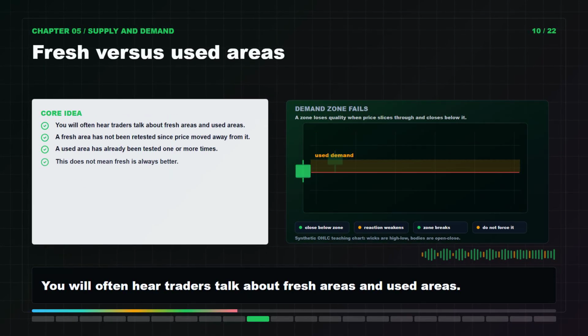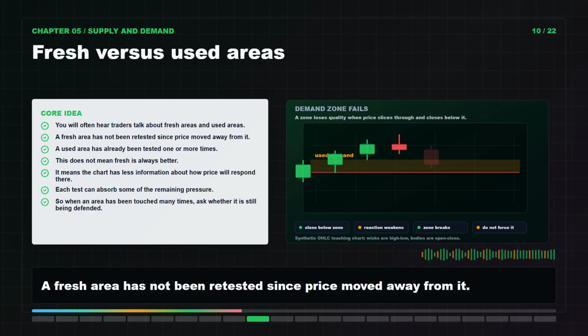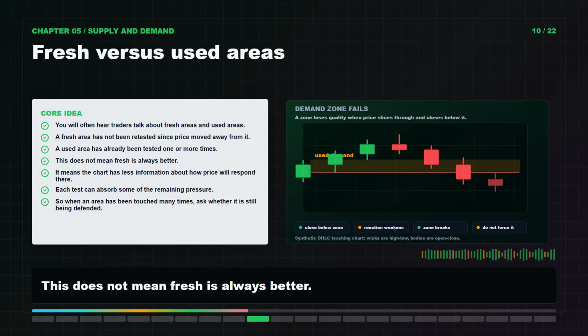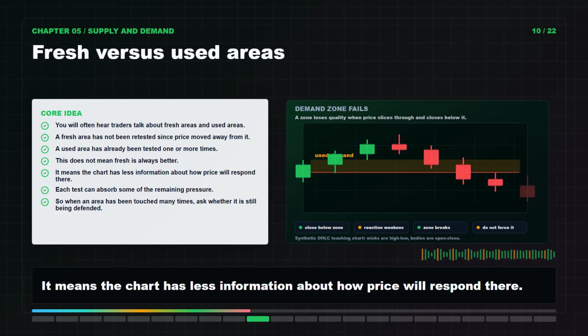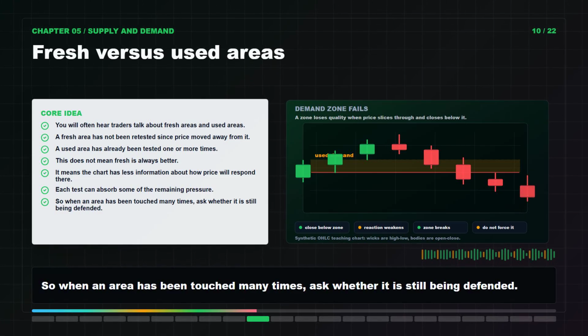You will often hear traders talk about fresh areas and used areas. A fresh area has not been retested since price moved away from it. A used area has already been tested one or more times. This does not mean fresh is always better. It means the chart has less information about how price will respond there. Each test can absorb some of the remaining pressure, so when an area has been touched many times, ask whether it is still being defended.